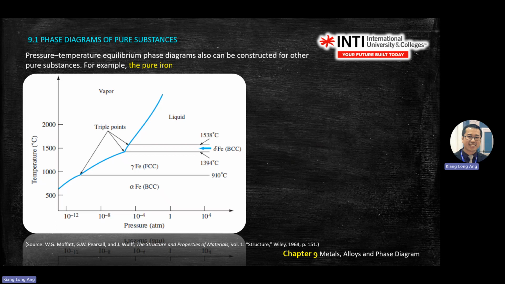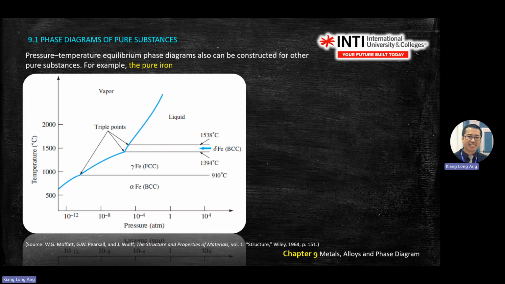And the form is BCC. You already know what BCC and FCC are. So you walk on this line, and if you increase the temperature from 910 up to 1394, you will see gamma. However, be careful. At this temperature, if you go to a different pressure, it can flip to vapor.